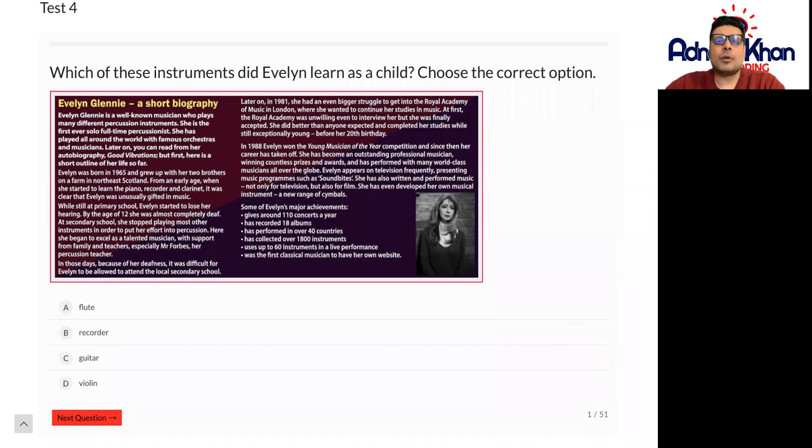is all about this young lady who's actually a very famous musician, and she's a percussionist, which means that she plays various different types of instruments, and she travels around, and she's quite popular. So she was born in 1965, and she was born in Scotland, and this is all about her. And now you've got questions based on Evelyn Glennie's short biography.